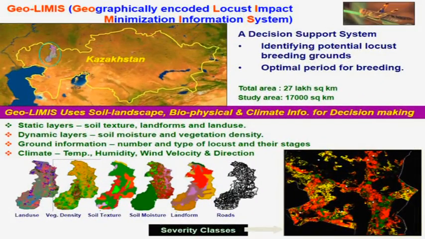This is one example which has been done by our colleagues from Jodhpur. This is where they made a package and implemented it in Kazakhstan. They are using soil moisture, which comes from microwave remote sensing data, to understand the potential areas, keeping certain static layers like soil texture, landforms and land use, but dynamic layers like soil moisture and vegetation density, which can be monitored from microwave remote sensing, and then from optical remote sensing, we can tell which are the potential sites for identifying the locust breeding grounds and the optimal period for breeding. These also are worked out and made available.